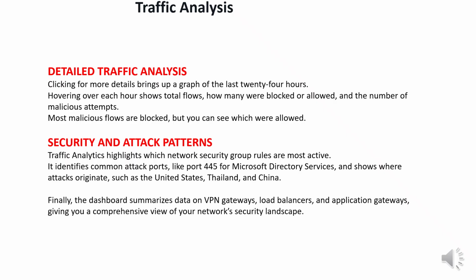Hovering over each hour shows total flows, how many were blocked or allowed, and the number of malicious attempts. Most malicious flows are blocked, but you can see which were allowed. Traffic Analytics highlights which network security group rules are most active. It identifies common attack ports, like port 445 for Microsoft Directory Services, and shows where attacks originate, such as the United States, Thailand, and China. Finally, the dashboard summarizes data on VPN gateways, load balancers, and application gateways, giving you a comprehensive view of your network's security landscape.